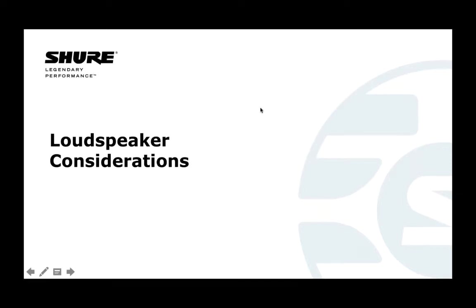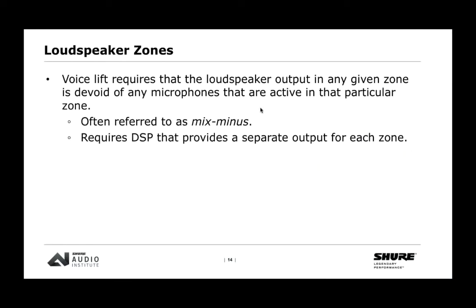Yeah, and so one of the ways that you have the ability to increase D1 is to create loudspeaker zones, and I would say that a voice lift system requires that a loudspeaker output in any given zone is devoid of a microphone that is active in that particular zone. And this is a method by which we can increase that D1 in a voice lift system. This is often referred to as mix minus. In the past, voice lift systems have been referred to as mix minus systems.